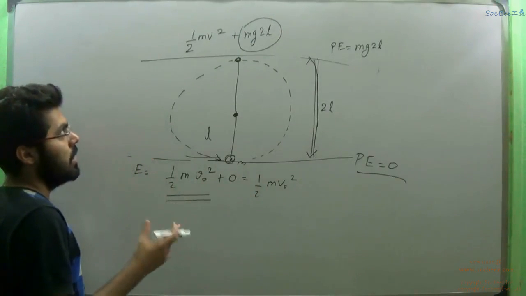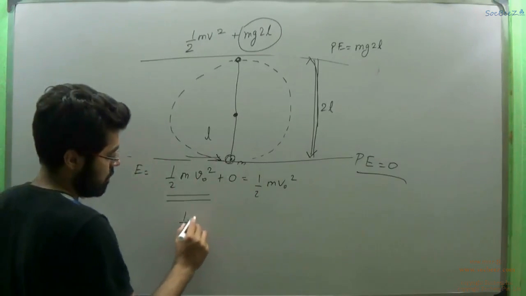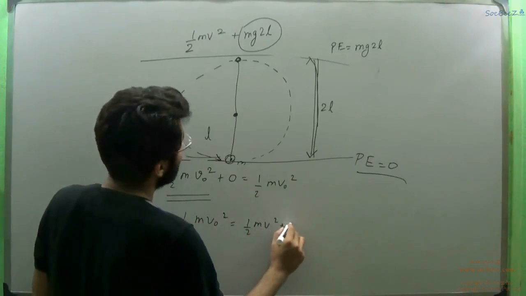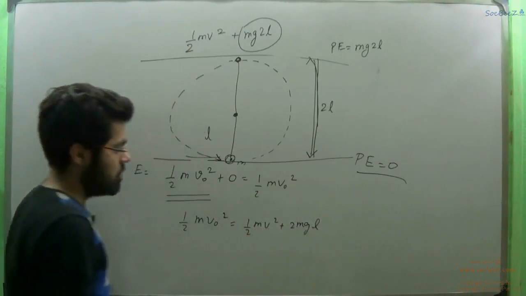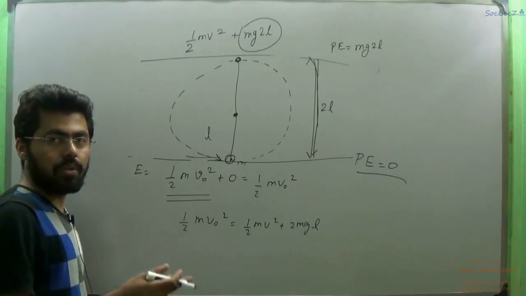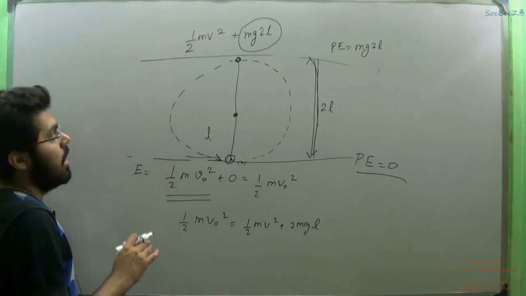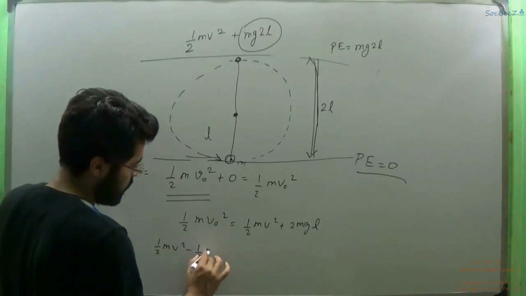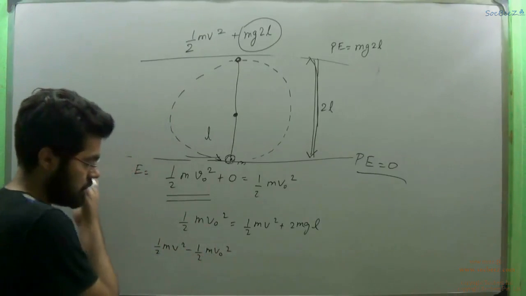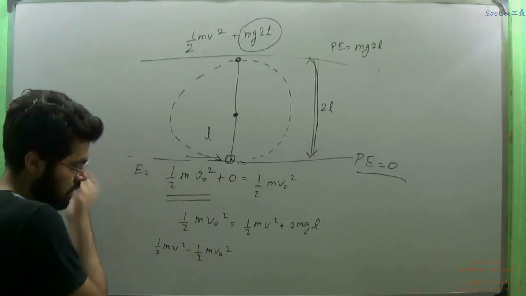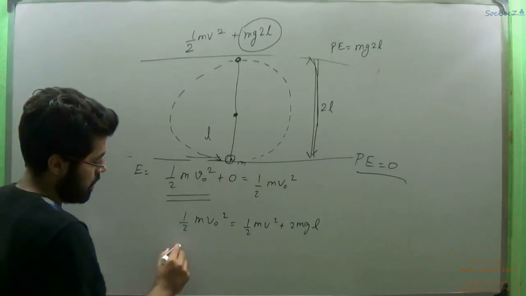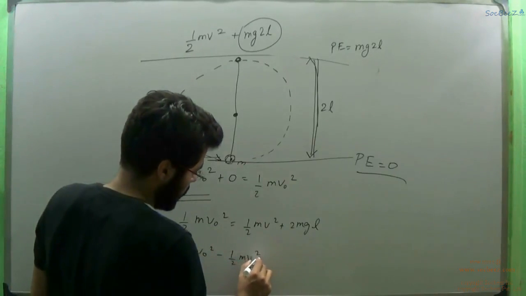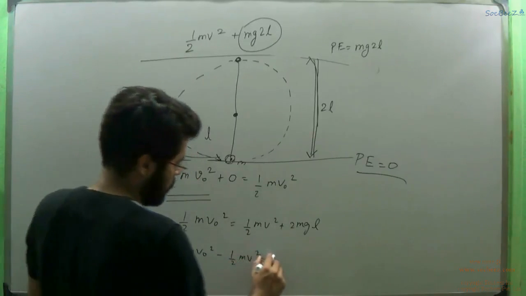Since it is a part of the system, only then can we write that half m v naught square is equal to half m v square plus 2 mgl, by the law of conservation of energy, because we considered gravity as a part of the system. If we do not consider it, then what will we write? We will write half m v square minus half m v naught square. That is the change in kinetic energy. Or in another way, you can write half m v naught square minus half m v square, that is 2 mgl.